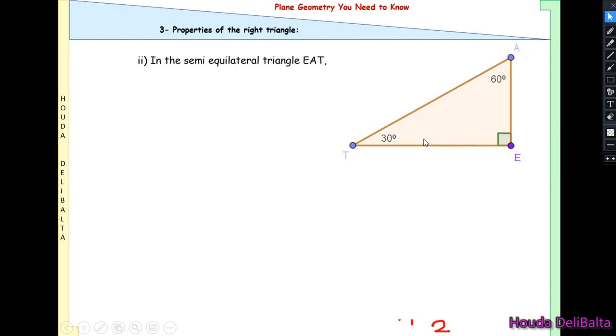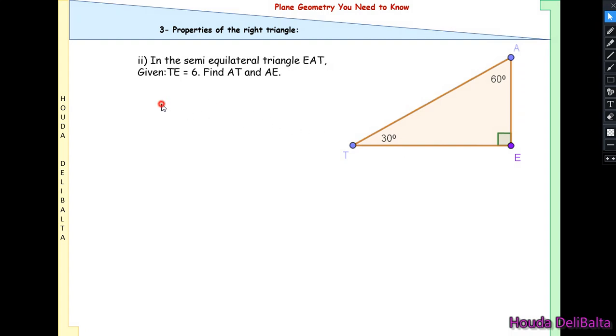In the semi-equilateral triangle AET again, given that TE is 6. Now, given that TE is 6, we are given the side facing 60. We have to calculate the hypotenuse AT and the side AE. So first of all, we have to find the hypotenuse all the time. So to calculate the hypotenuse, let's look at the given side. The given side is the side facing 60.